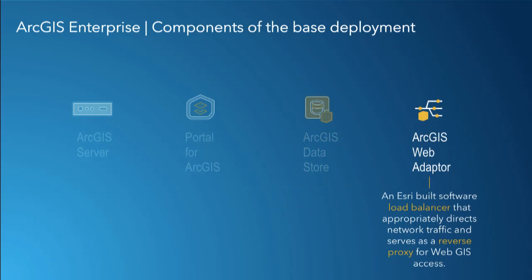And finally, we have the ArcGIS Web Adapter. That's also part of the base deployment. Think of it as an Esri software load balancer that we use to direct traffic to the right internal components. And it's also where we do a lot of our security integration. So it handles a lot of configuration that we would otherwise have to rely on you to do in things like reverse proxies and doing things that in many cases can be quite difficult.